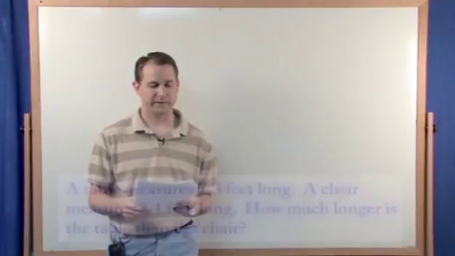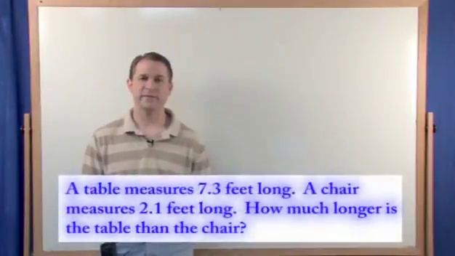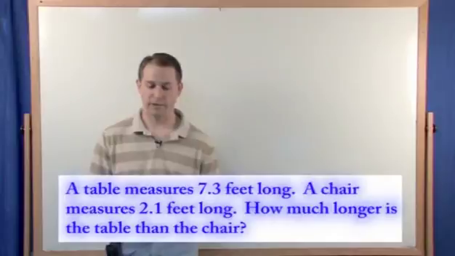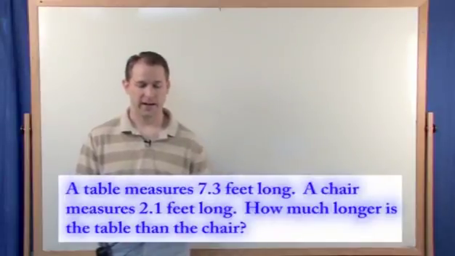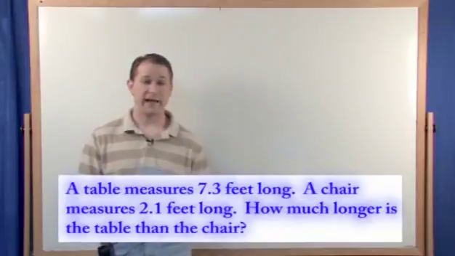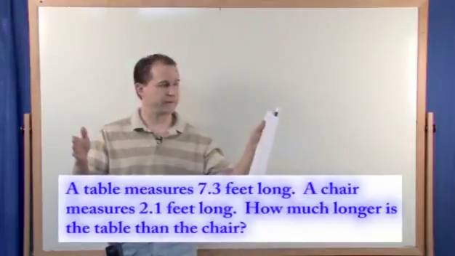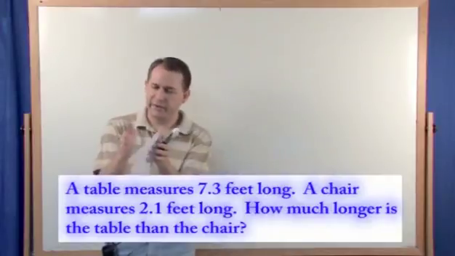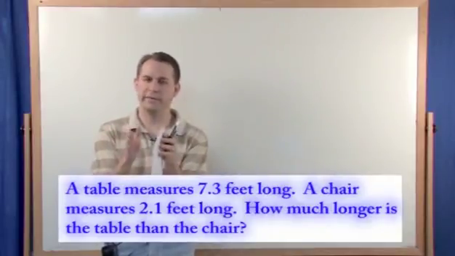The next problem says, a table measures 7.3 feet long. A chair measures 2.1 feet long. How much longer is the table than the chair? Okay, so you have a table that's pretty long, 7.3 feet long, and you have a chair that's much smaller, and the chair is 2.1 feet long.